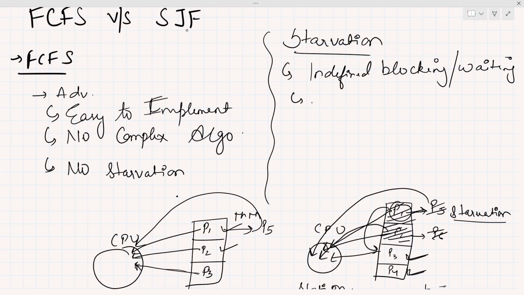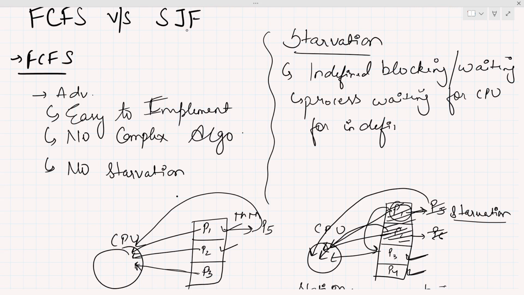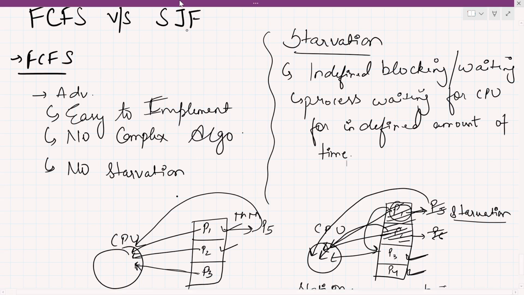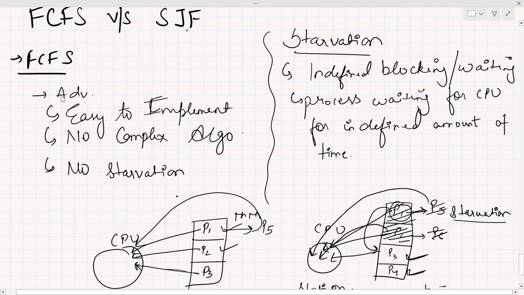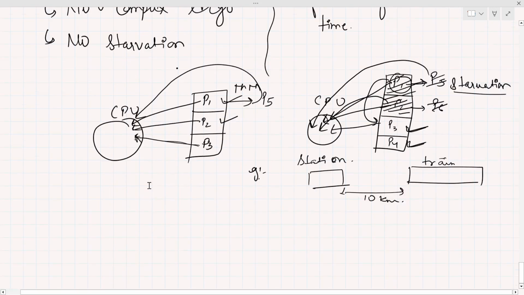So what is starvation related to process? Process waiting for CPU for an undefined amount of time. This is what starvation is. So I hope it is clear to you what the advantage of FCFS is. Okay, easy to implement, no complex algorithm, no starvation is possible.